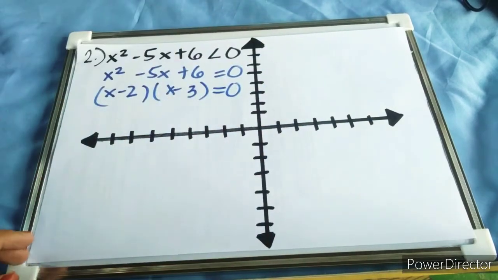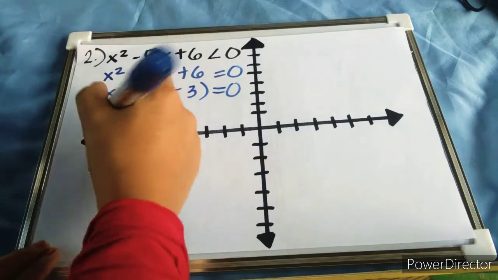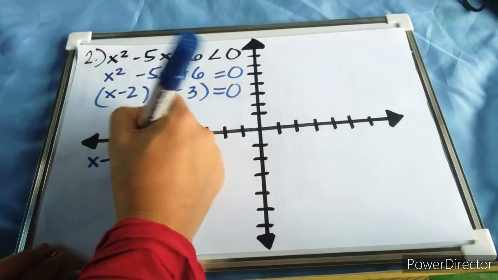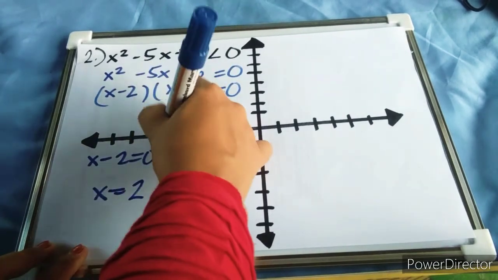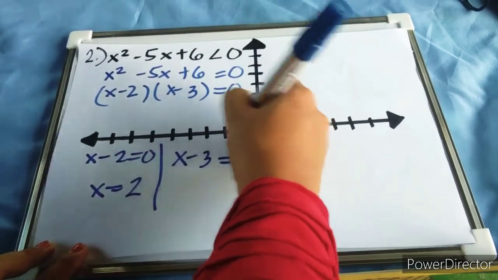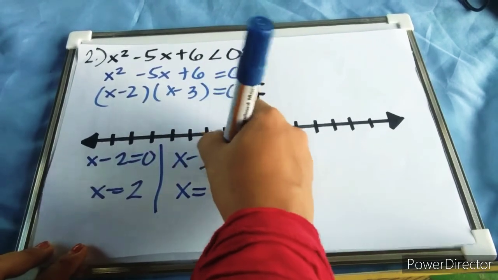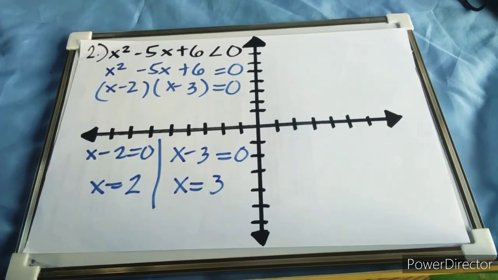And after that, equate each factor to 0. So we have x minus 2 is equal to 0, so the first root is positive 2. And we have another one, x minus 3 is equal to 0, so we have another root as positive 3. So we have positive 2 and positive 3.